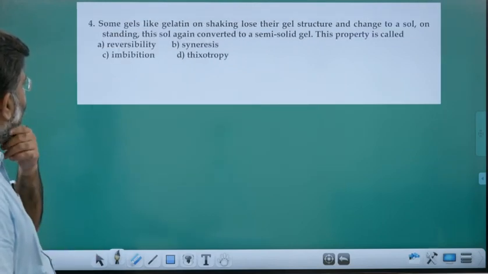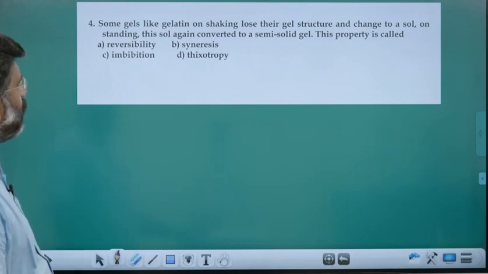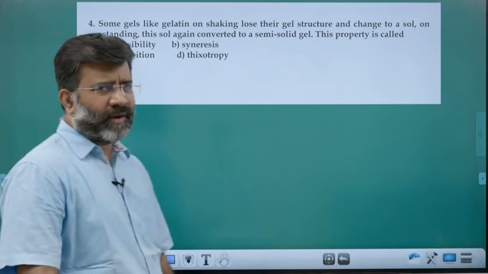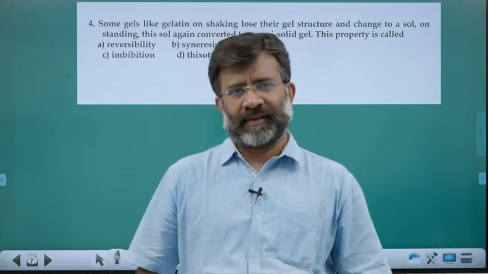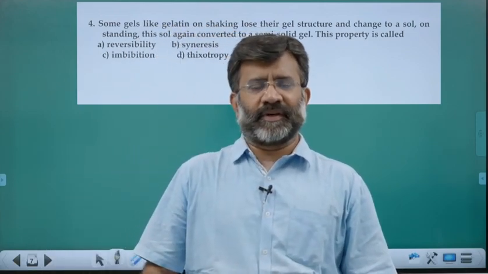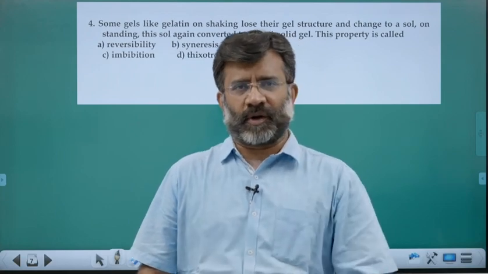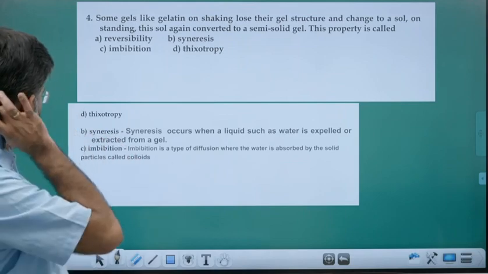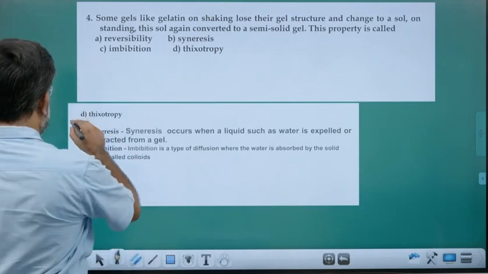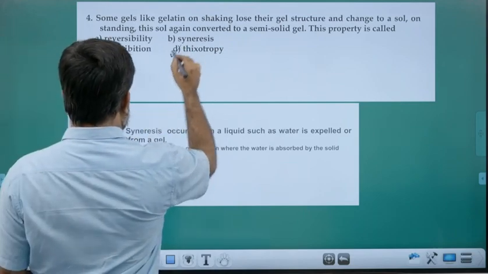Some gels like gelatin on shaking lose their gel structure and change to sol. On standing, this sol again converts to semi-solid gel. You might have heard about the sol-gel interconversion. A sol-gel interconversion is called thixotropy. You have learned. Option D is the correct answer.